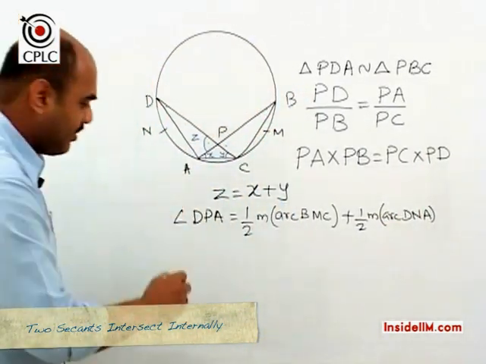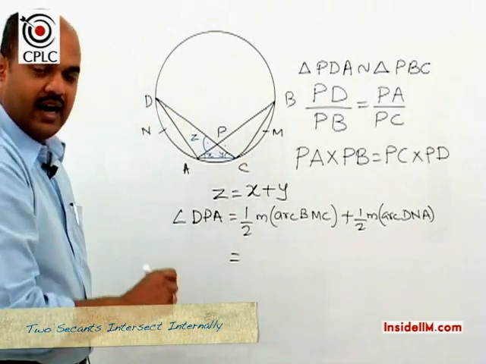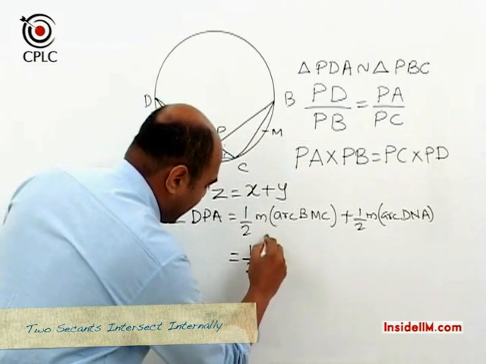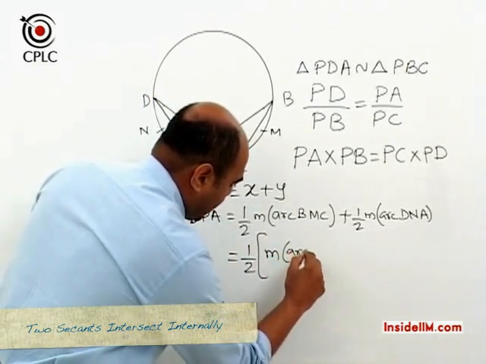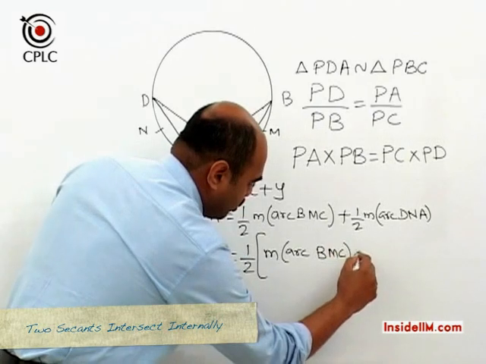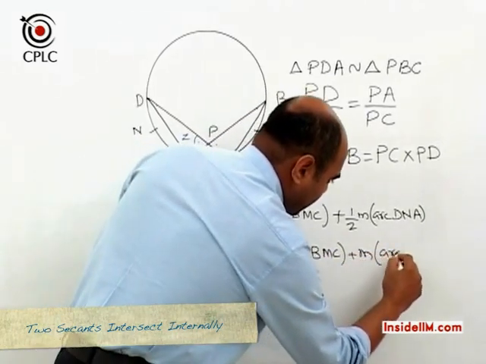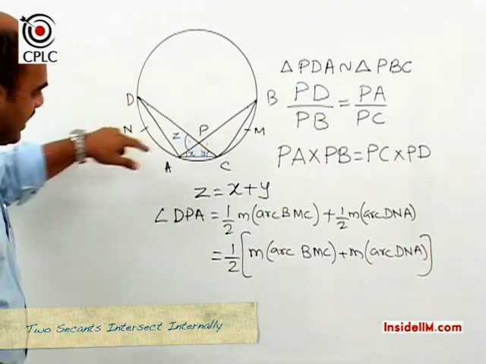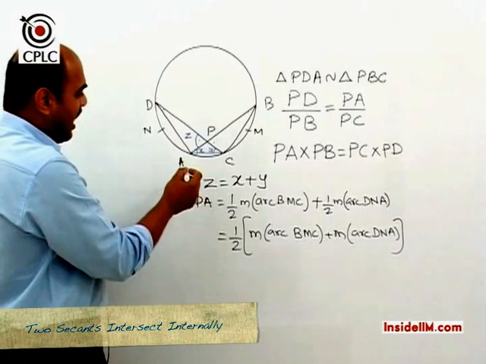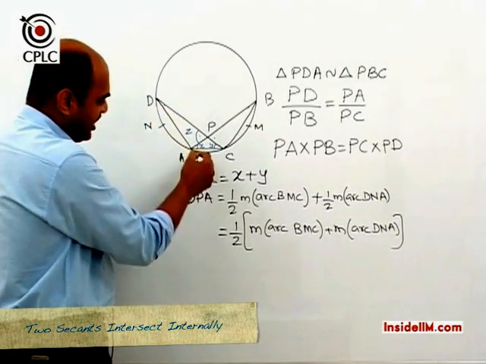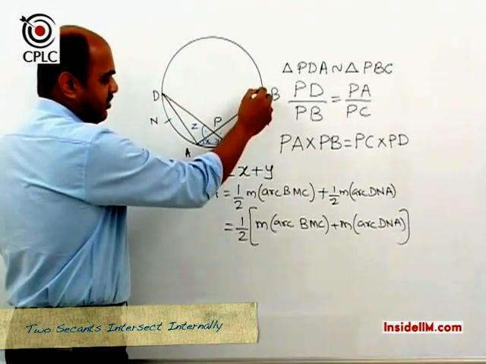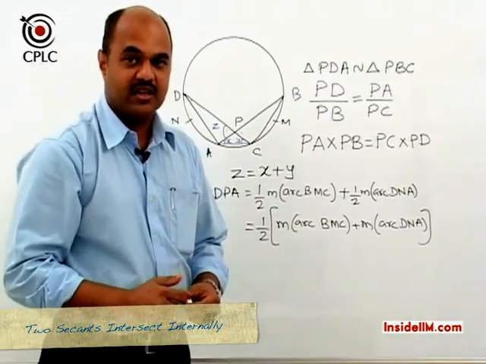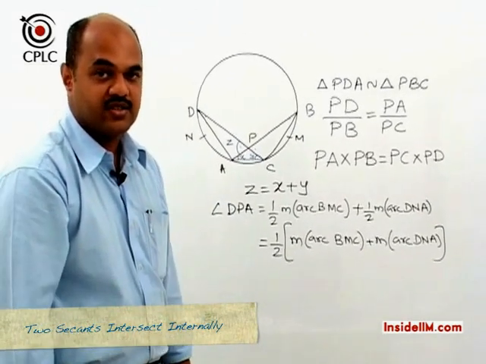And if we just simplify this, we get that the angle at the point of intersection, when the point is inside, is half the sum of the two arcs that we can see with respect to the angle at the point of intersection. So this angle DPA is actually half measure of arc DNA plus half measure of arc BMC. So these are the two properties when the secants intersect at a point inside the circle.